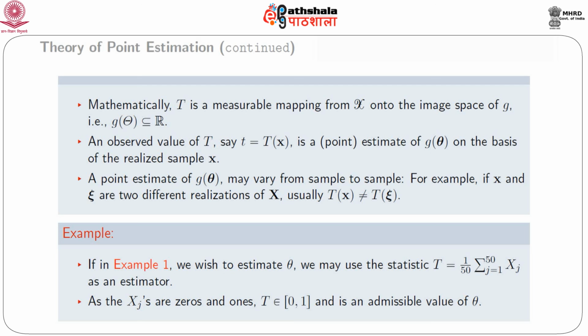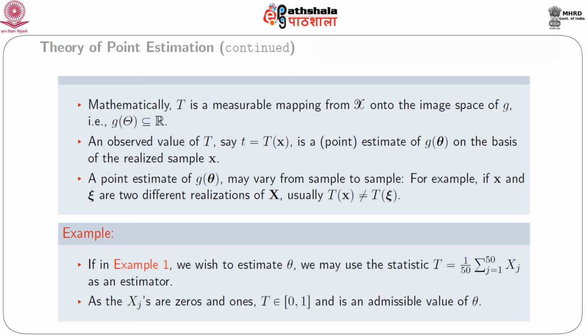It is to be noted that a point estimate of g theta may vary from sample to sample. For example, if x and xi are two different realizations of the vector x, then t of small x may not be equal to t of xi.